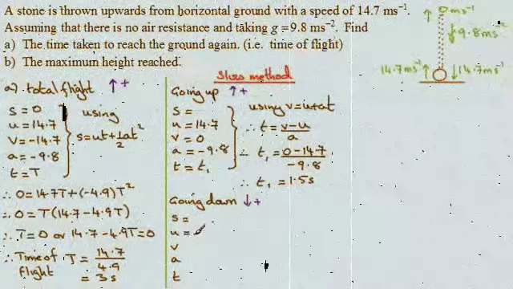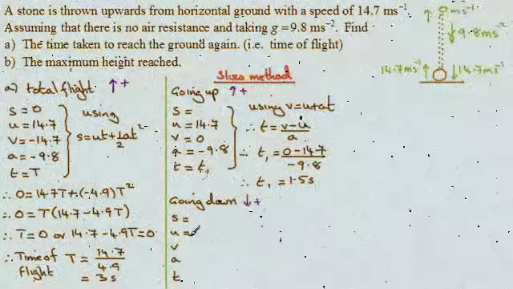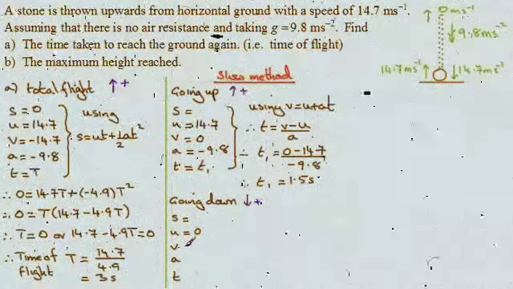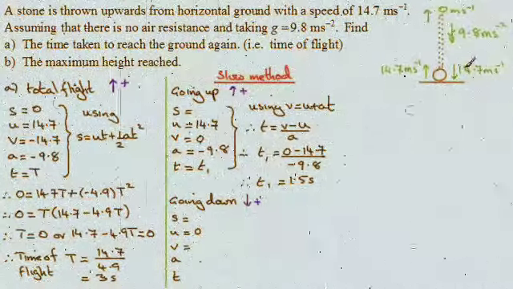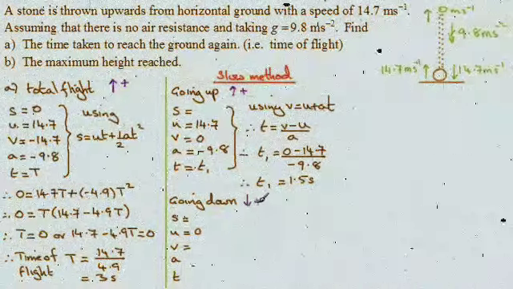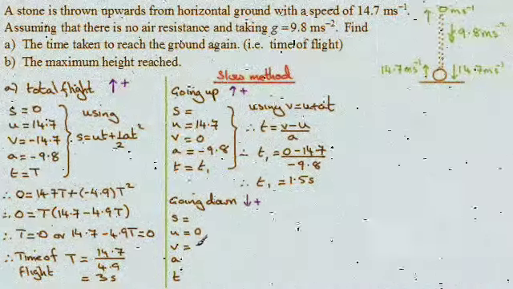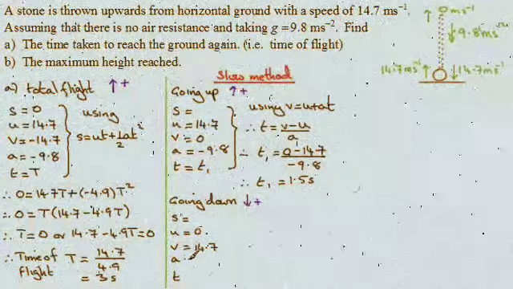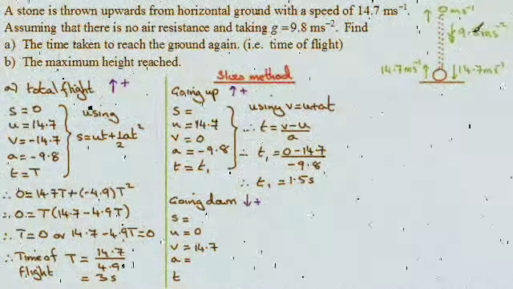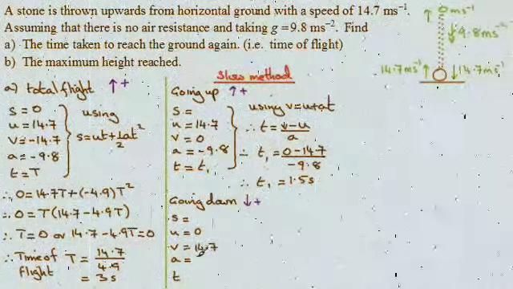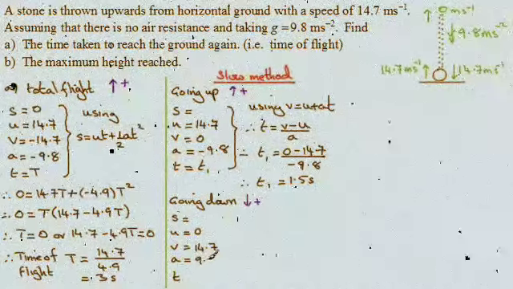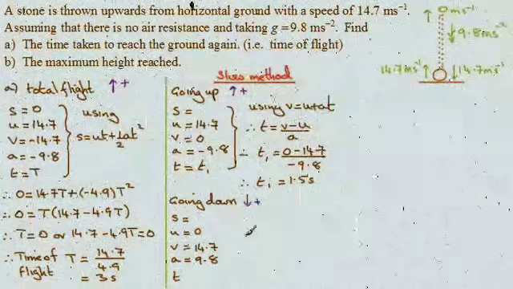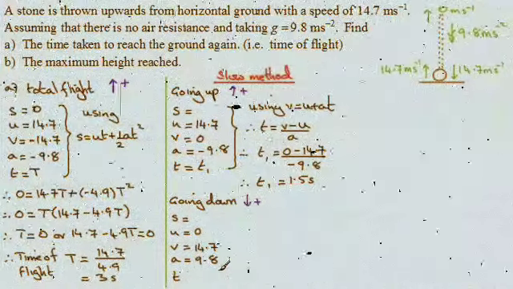u, well, the initial velocity was 0, okay? v, the final velocity, well, that's 14.7. It's in the positive sense, so that's 14.7. And now when it comes to acceleration due to gravity, that is going to be positive 9.8. So I'll put that down as positive 9.8. It's going in that positive sense.